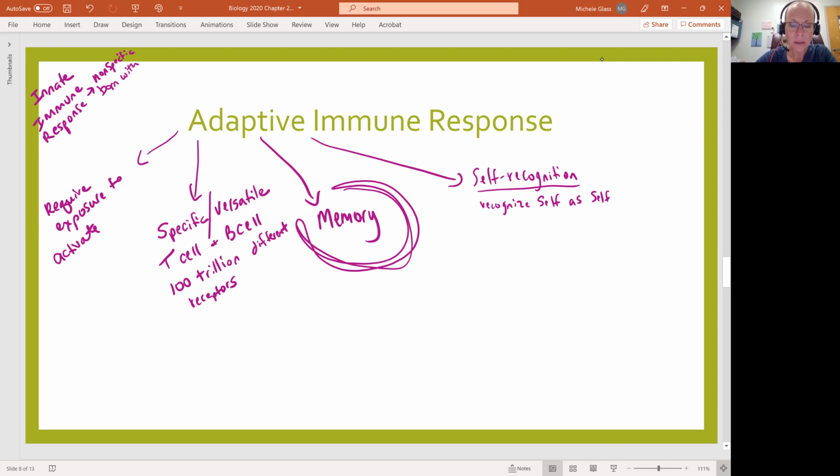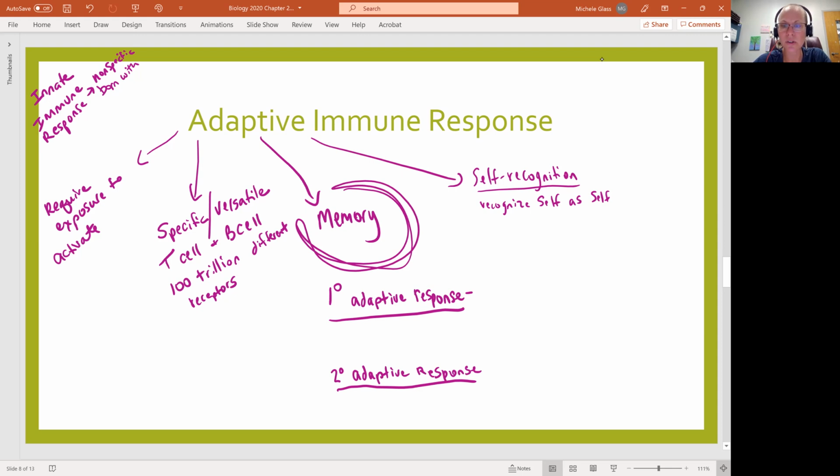Okay. Let's talk a little bit more about this memory idea. So we're going to actually see that you have what's called a primary adaptive response. And I'm using my first degree as my shorthand for primary. And then you have a secondary, and I'm doing a second degree as my shorthand, adaptive response. Okay. And so the primary response is your first exposure. You're going to activate T cells and B cells.